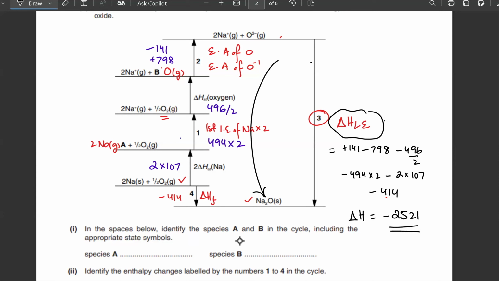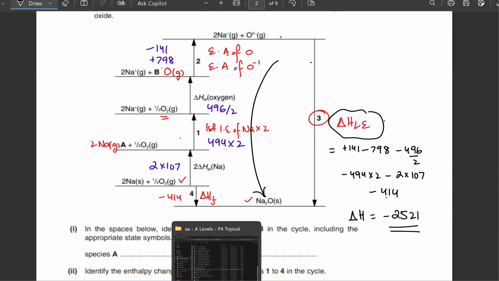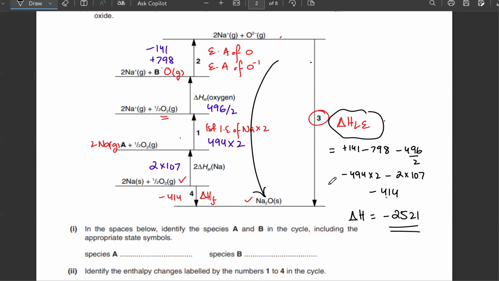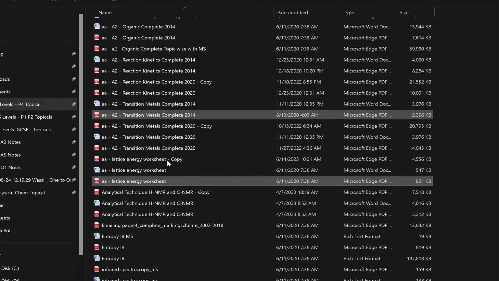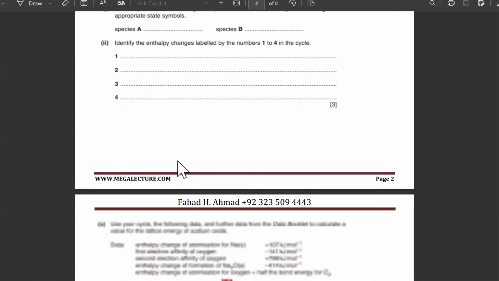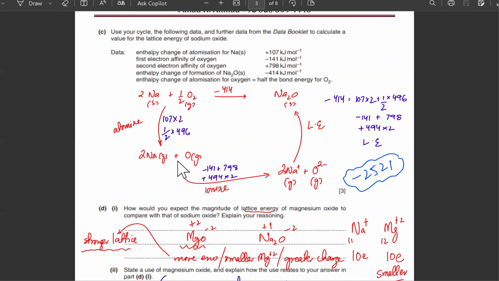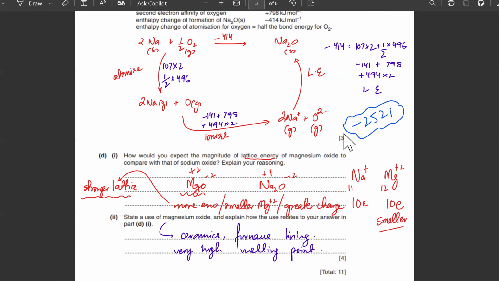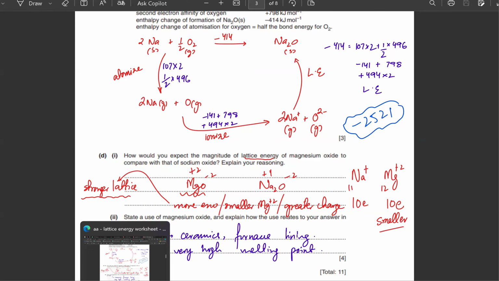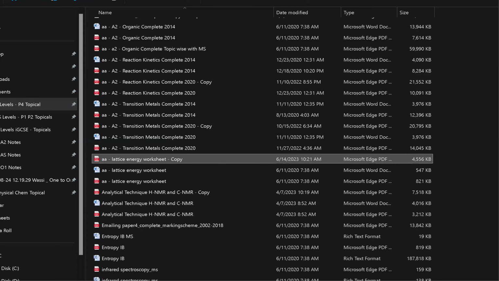Let's double check whether that's right. I'll open the marking scheme, because even if you do everything right, you might make a mistake on your calculator, so you have to be very careful with the answer. Yeah, it's minus 2521. Okay, and we can do one more. One second.